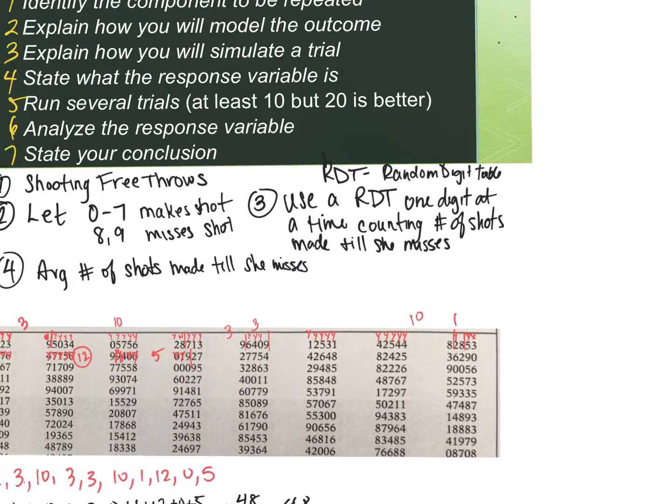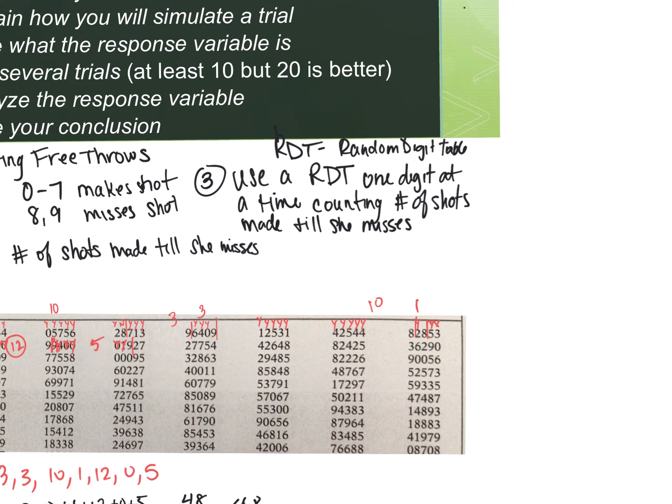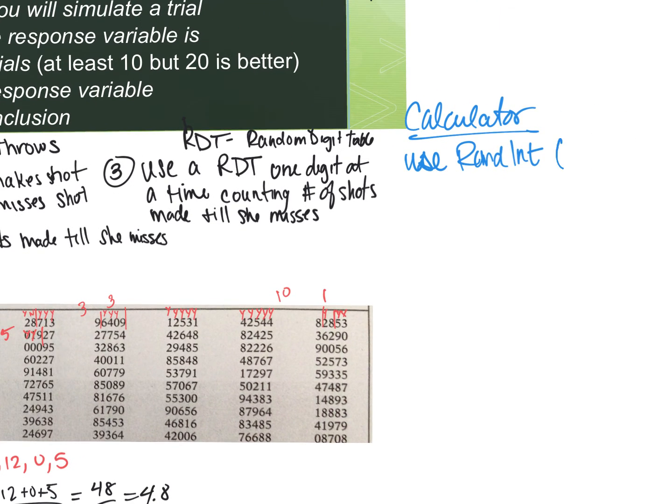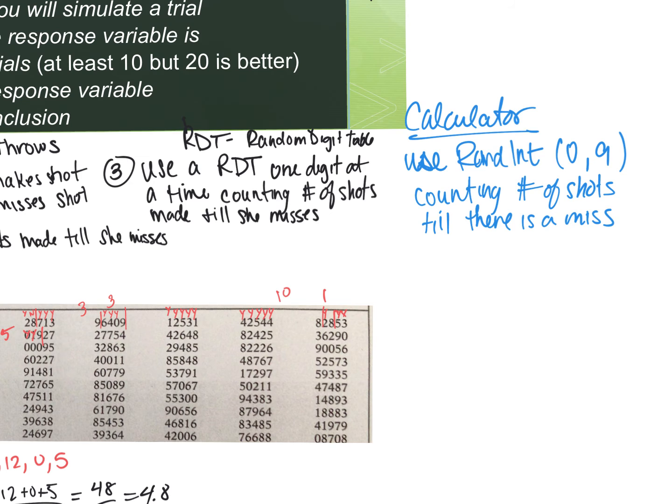How would this be different if I was using a calculator? Instead, I would say use randint 0, 9. I want digits from 0 to 9. Those are the numbers I'm using. 0 through 7 is a make. 8, 9 is a miss. Counting number of shots till there is a miss. So I have to state that I use the calculator.